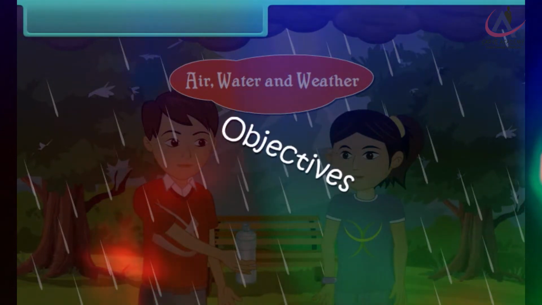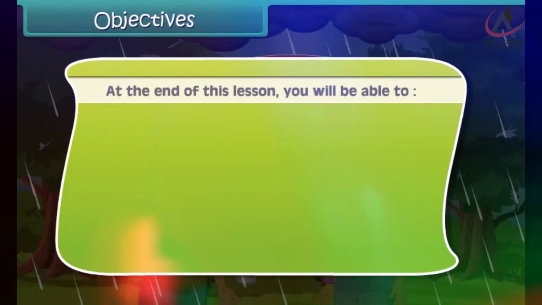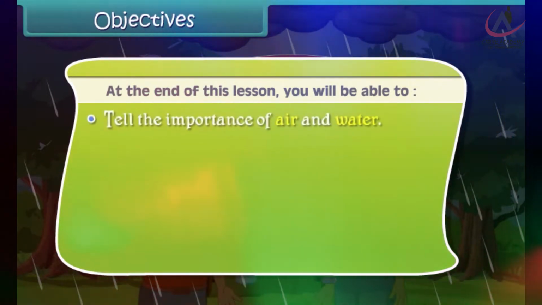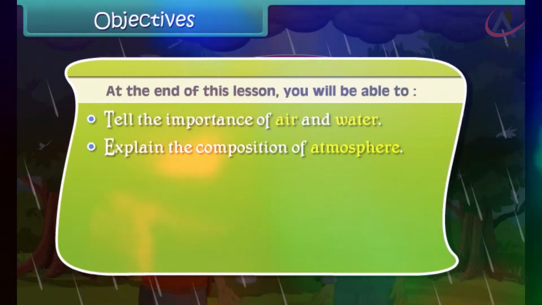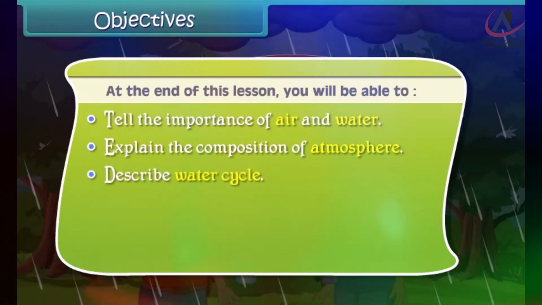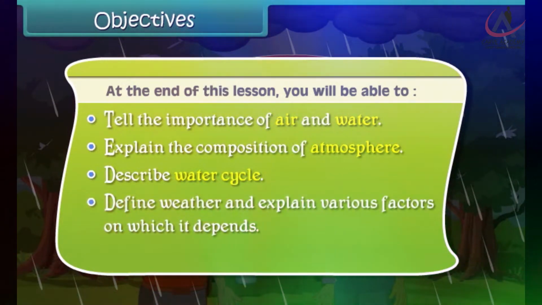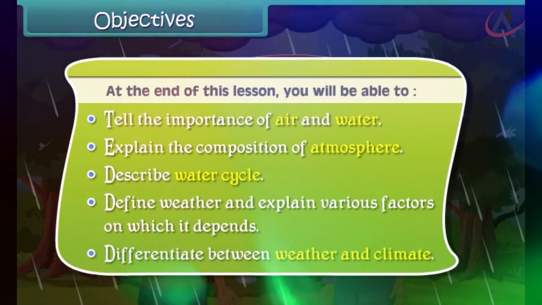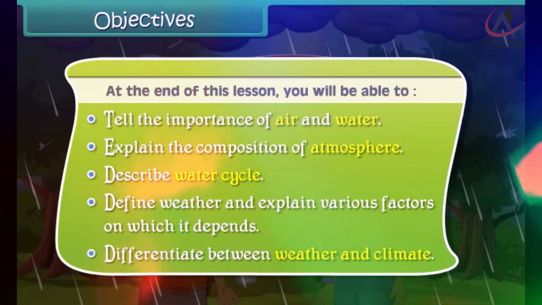Objectives. At the end of this lesson, you'll be able to tell the importance of air and water, explain the composition of atmosphere, describe water cycle, define weather and explain various factors on which it depends. Differentiate between weather and climate.